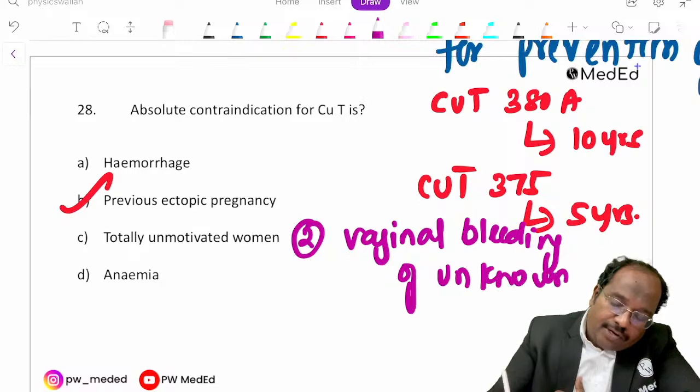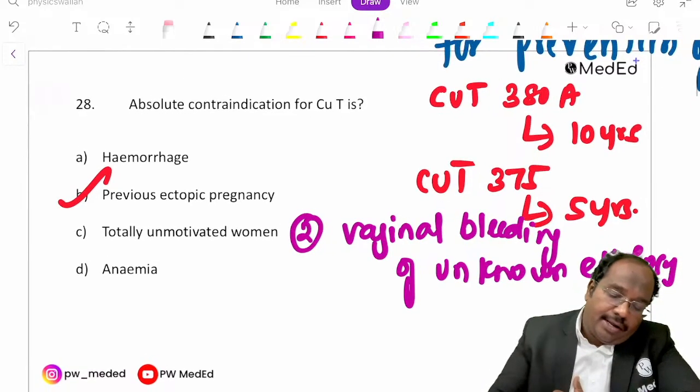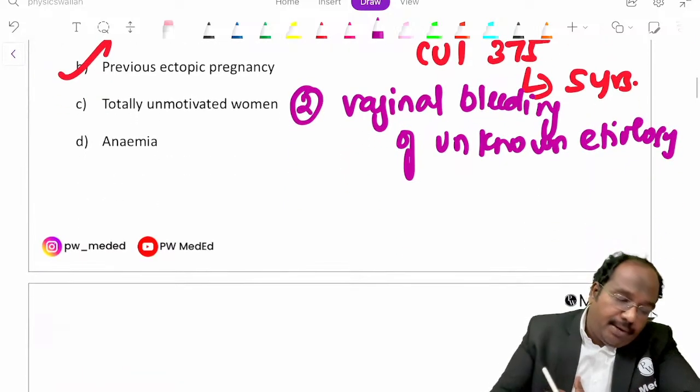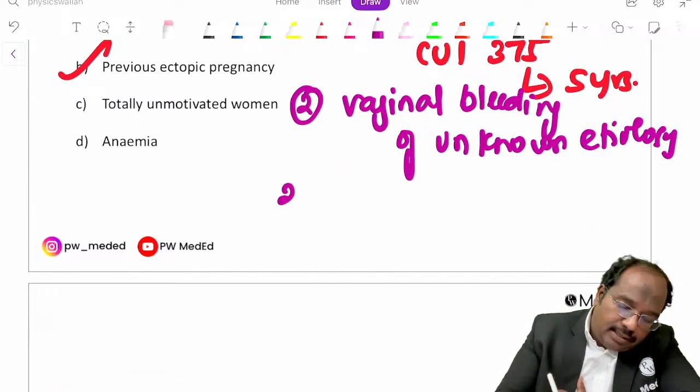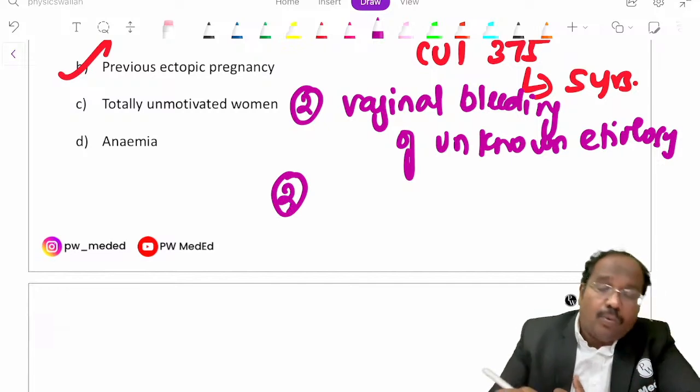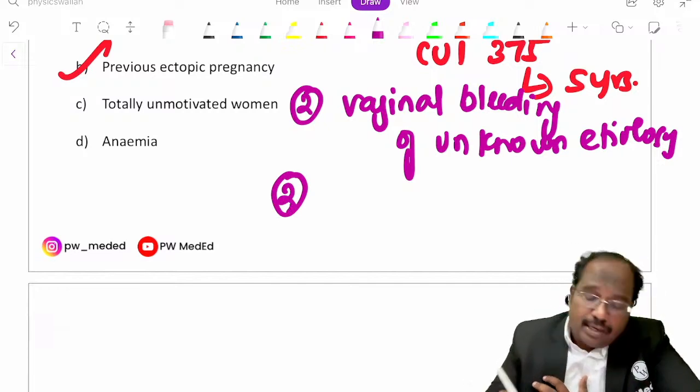Okay, then it is a contraindication. Vaginal bleeding of unknown etiology. Third, what else is there? What else is the other contraindication?